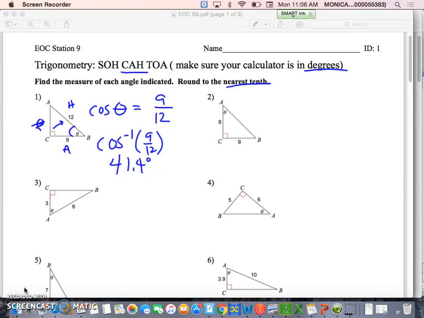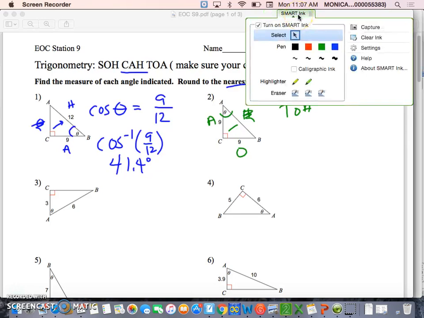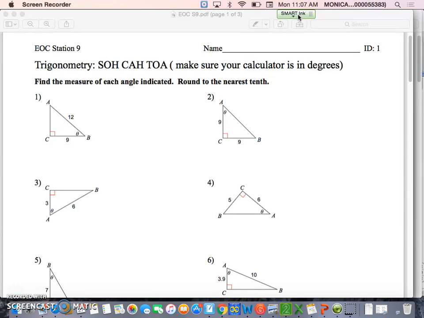Please remember the first thing you want to label is your hypotenuse. It's always across. Then your indicated angle, so this would be adjacent, and this would be opposite. And since you don't know the hypotenuse, in this case you're going to be using TOA. All right, now let's clear the ink. And let's go down to number 9.